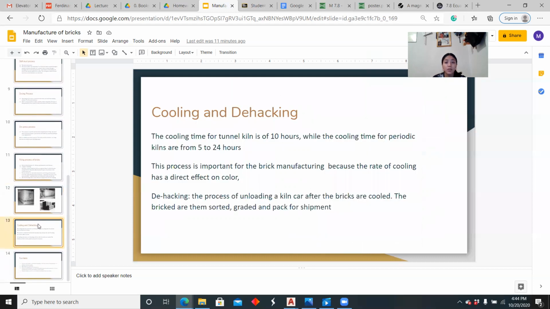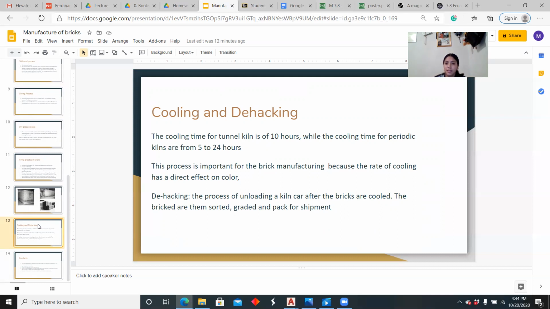Before this, let's talk about the cooling in the dehacking process. Cooling time for tunnel kilns is about 10 hours, while the cooling time for periodic kilns is from about 5 to 24 hours. The process is important for the brick manufacturer because the rate of cooling has a direct effect on the color.